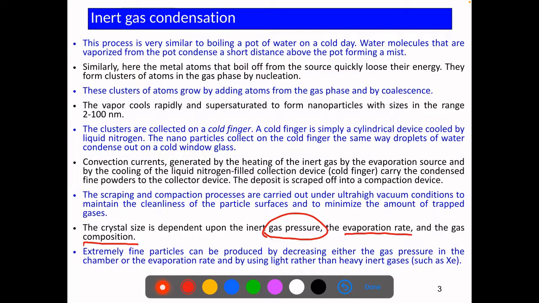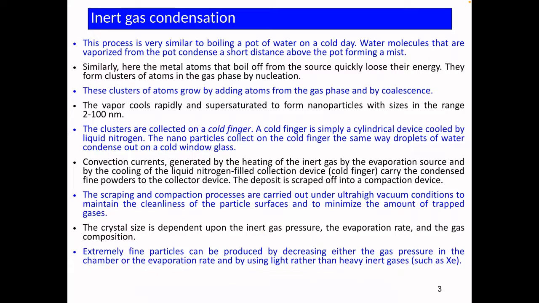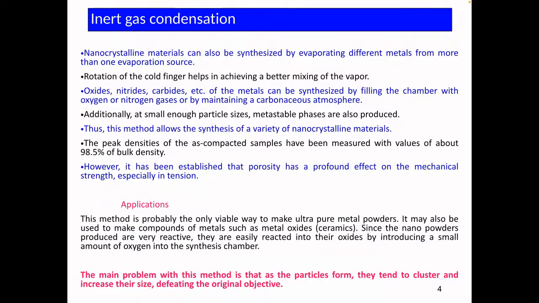Okay, so as nano engineers, what's important for us is to be able to control my crystal size with whichever method I'm using. Extremely fine particles can be produced by decreasing either the gas pressure in the chamber or the evaporation rate, and by using light rather than heavy inert gases. So you have methods to control the particle size. Okay, this can be asked to you. I can ask, how do you control the particle size in gas phase approach with respect to liquid phase approach? So please beware of these terminologies and concepts pretty well.